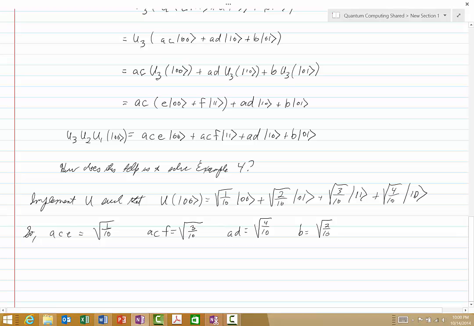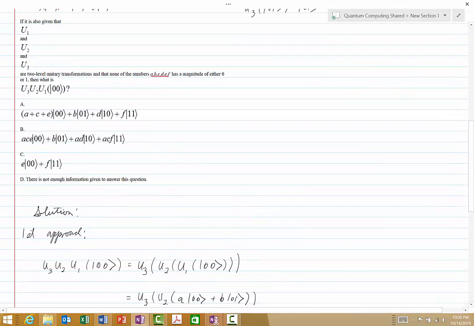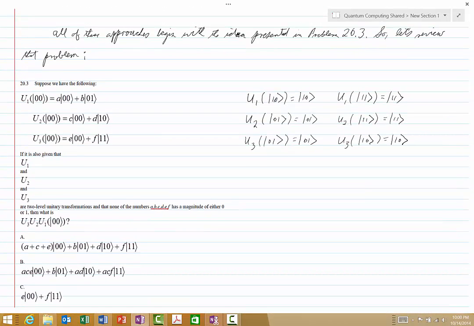And not only that, but we know more than that, because look up here, from the information that's given here, since U1 of |00> is a|00> + b|01>, and this is a unitary transformation, we can say also that the magnitude of a squared plus the magnitude of b squared is equal to 1. The magnitude of c squared plus the magnitude of d squared is equal to 1. And the magnitude of e squared plus the magnitude of f squared is equal to 1.